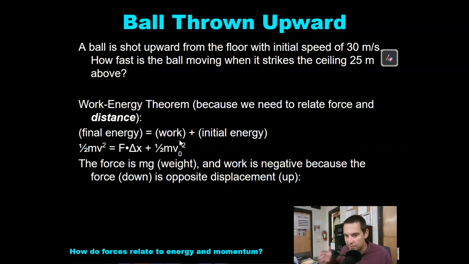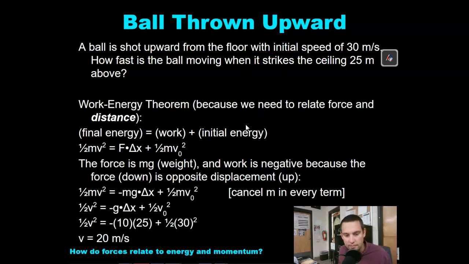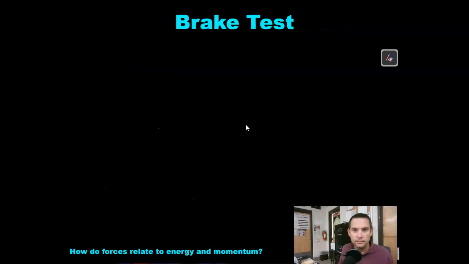Pause there so you can kind of digest that. So it seems as though there's not a force that we're dealing with. Well, we can assume that this is happening near the surface of the Earth, so that means the object will have a weight. So we can use that weight to work for us. And we get a velocity of 20 meters per second in just one equation rather than using two equations.